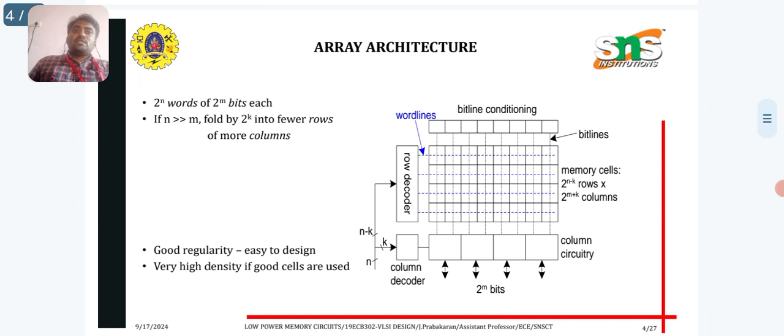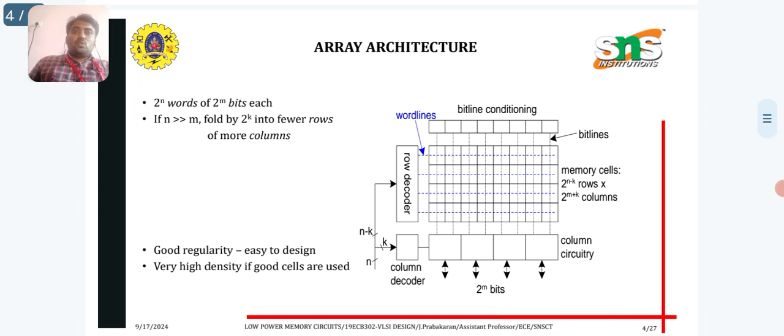Word lines are horizontal lines that select a row of memory cells in the array. A word line is activated when the corresponding memory cells are to be accessed. Next one is the bit line. Bit lines are vertical lines that carry the data read from or written to the memory cells. The bit line connects to the memory cells in a particular column.